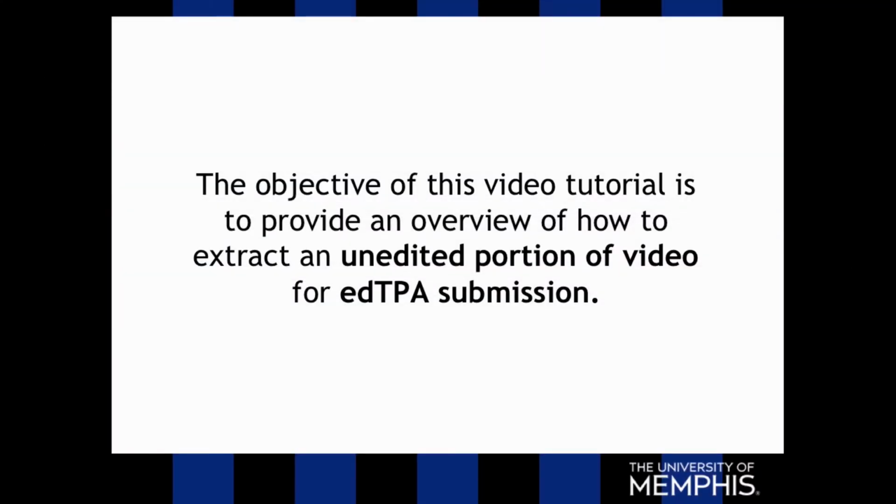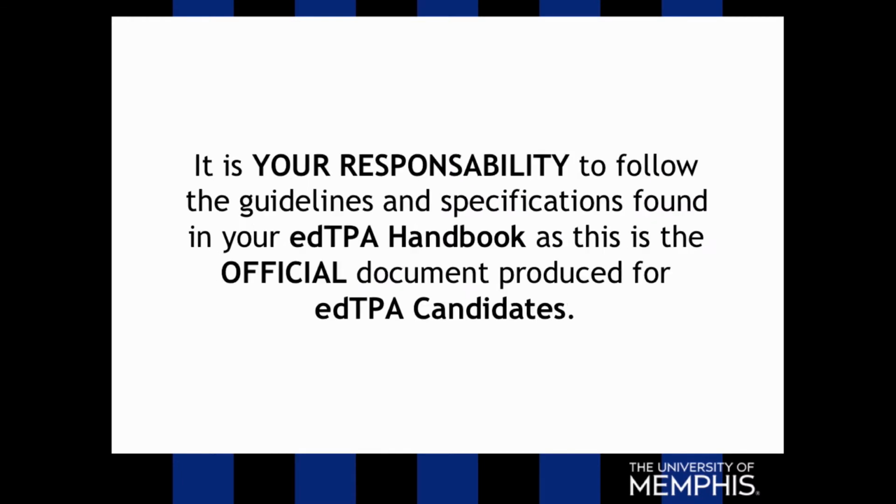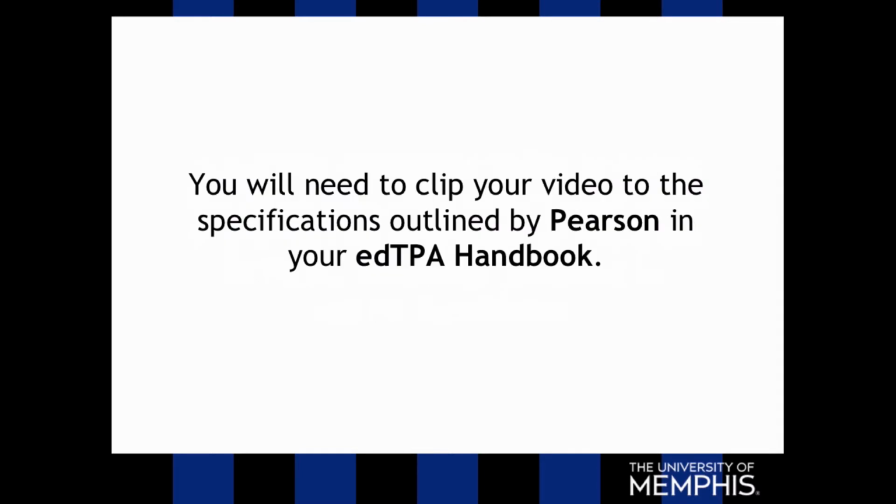The objective of this video tutorial is to provide an overview of how to extract an unedited portion of video for edTPA submission. It is your responsibility to follow the guidelines and specifications found in your edTPA handbook, as this is the official document produced for edTPA candidates. You will need to clip your video to the specifications outlined by Pearson in your edTPA handbook.